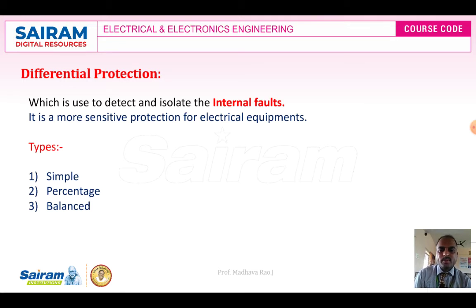It is a more sensitive protection for electrical equipment. For external faults, what type of system can we use? External faults are like transmission line faults, and for those external fault protections we can use distance protection. Differential protection is most suitable for internal fault clearing and isolation. Differential protections are classified into three types: simple differential protection, percentage differential protection, and balanced differential protection.